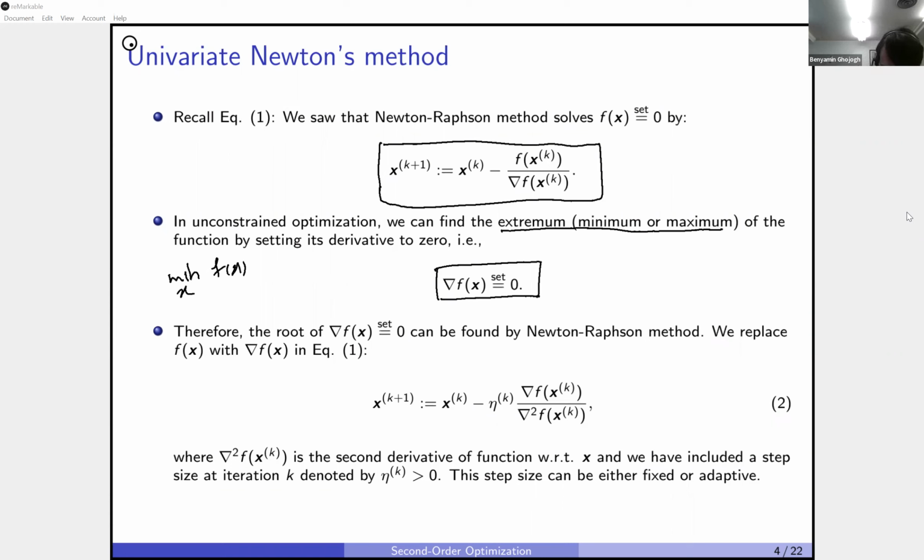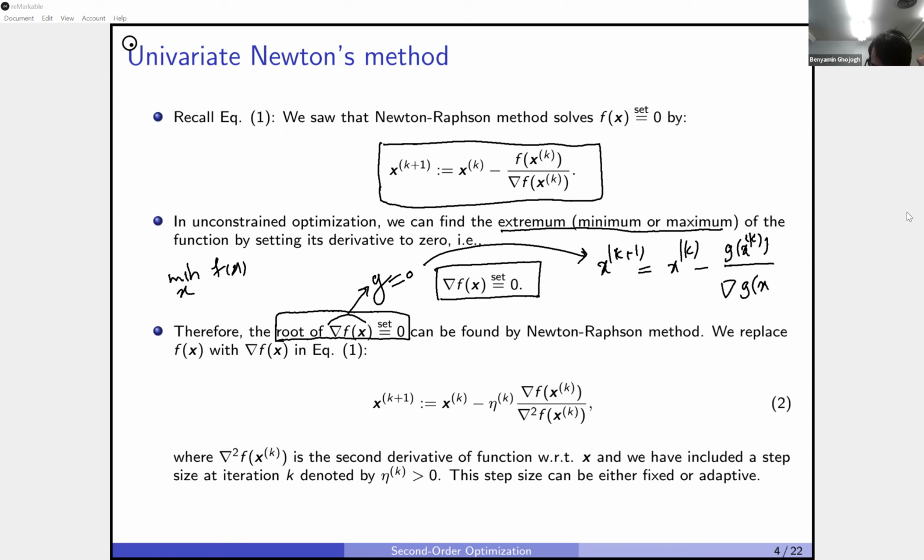Therefore, we need to find the root of gradient of f equals 0. So Newton-Raphson said that in order to find the root of any function, you can use Newton-Raphson. Now the function here is the gradient of f. So you can see the gradient of f as another function named g. So g equals 0. What do we do for that in Newton-Raphson? Newton-Raphson says x_{k+1} equals x_k minus g of x_k over the gradient of g of x_k.